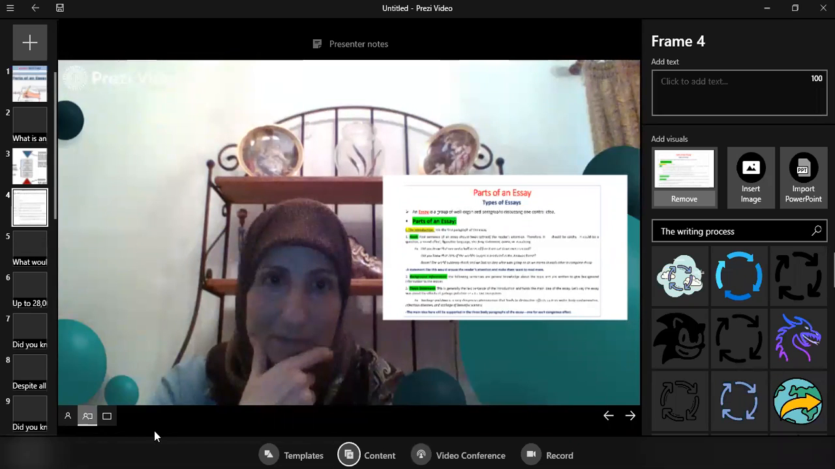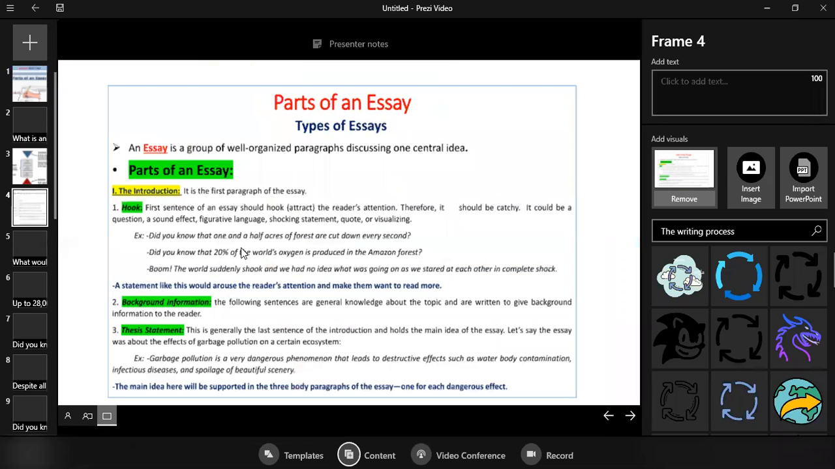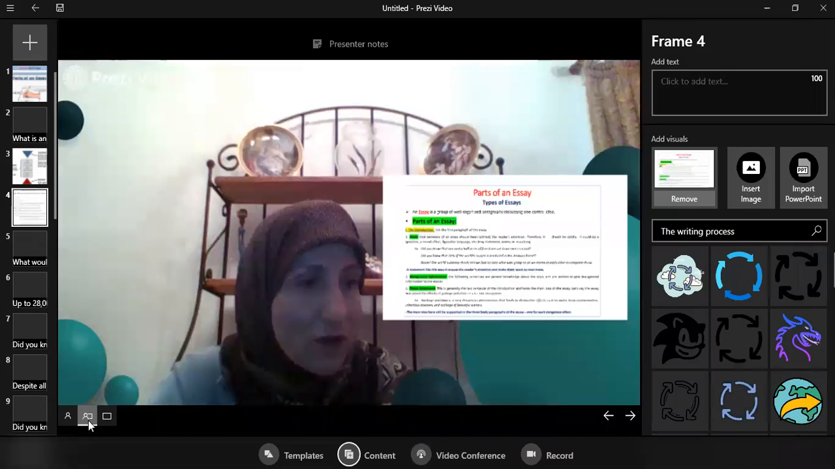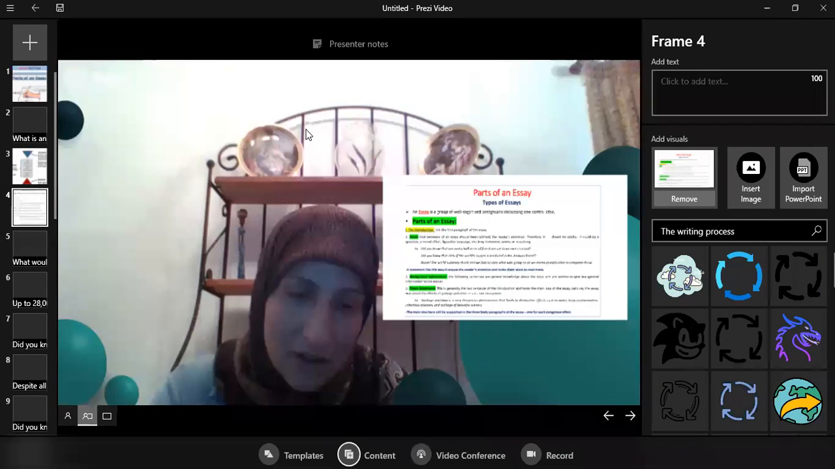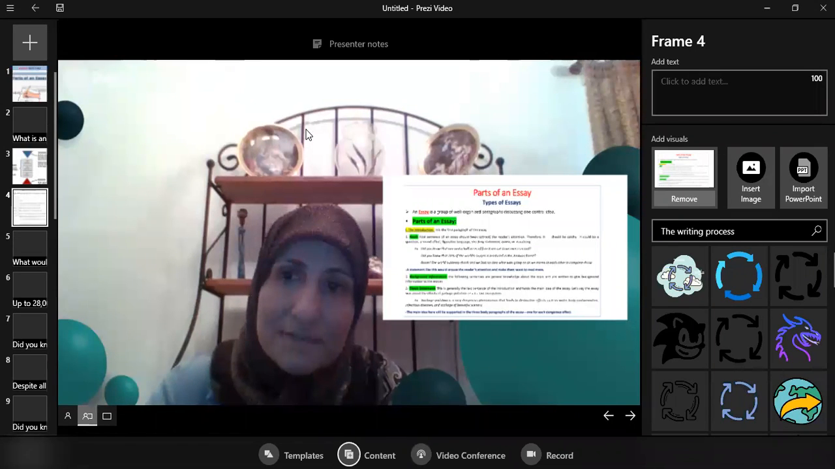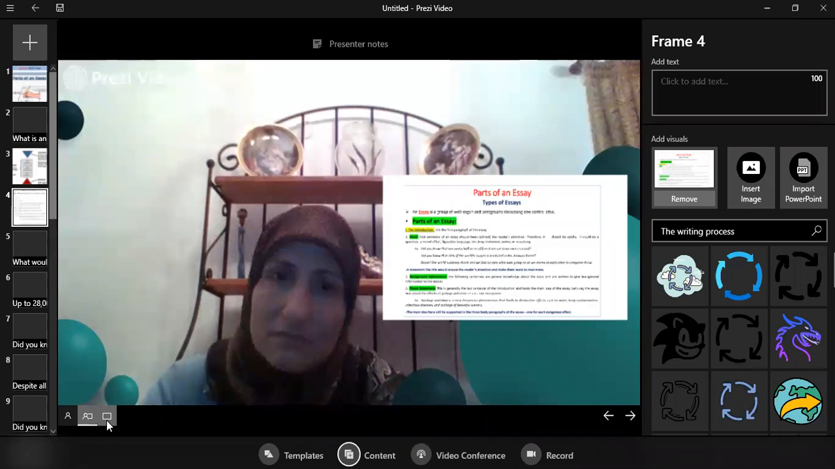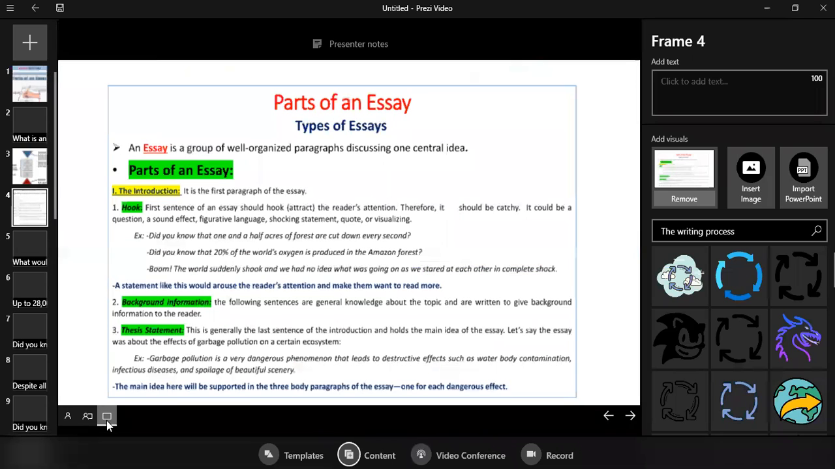Okay. Yes. So parts of an essay, you have the introduction. As we said, the first sentence of an essay is called what, usually, from last year and the previous year? What do we call the first sentence of an essay? Dana, what do we call the first sentence of an essay in the introduction? The hook. The hook, okay. So what is a hook? Why is it called a hook? Hadil, why do we call it a hook? It attracts the reader's attention. Yes, it attracts the reader's attention.